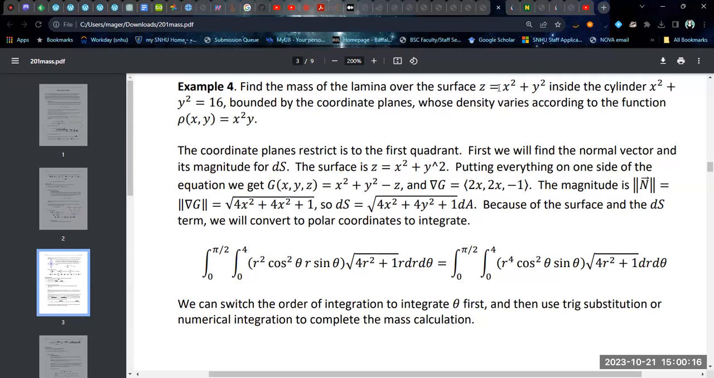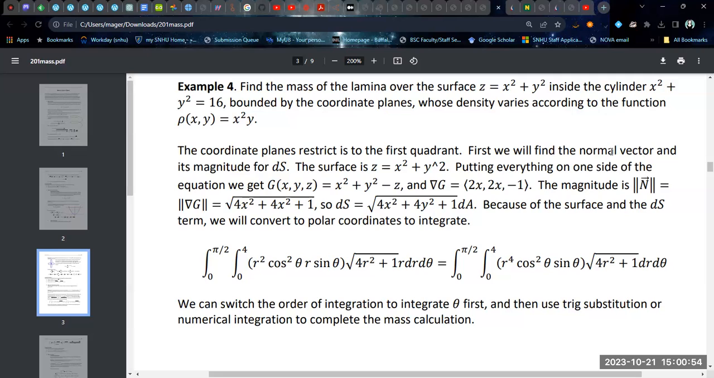We're going to find the mass of the lamina over the surface that is given by, in this case, a paraboloid inside the cylinder x squared plus y squared equals 16. So we're inside that boundary, bounded by the coordinate planes. So we're only looking at the first octant, and the density varies according to the function x squared y. Now, the coordinate planes are going to restrict us to the first quadrant in 2 dimensions, but the first octant in 3 dimensions.